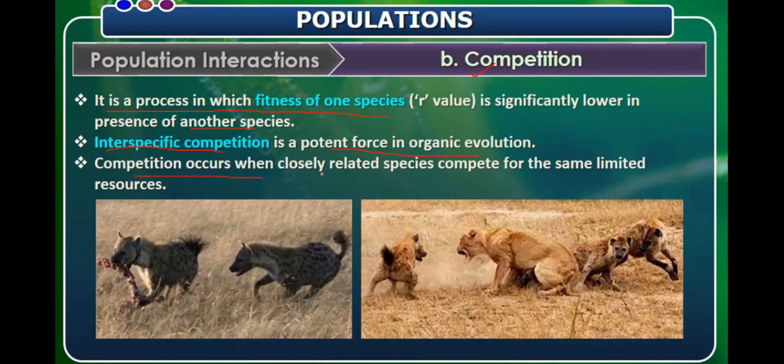Competition occurs when closely related species compete for the same limited resource. So there is competition between two individuals of the same species, that is called intraspecific, and here there is competition between two different species, that is called interspecific competition.